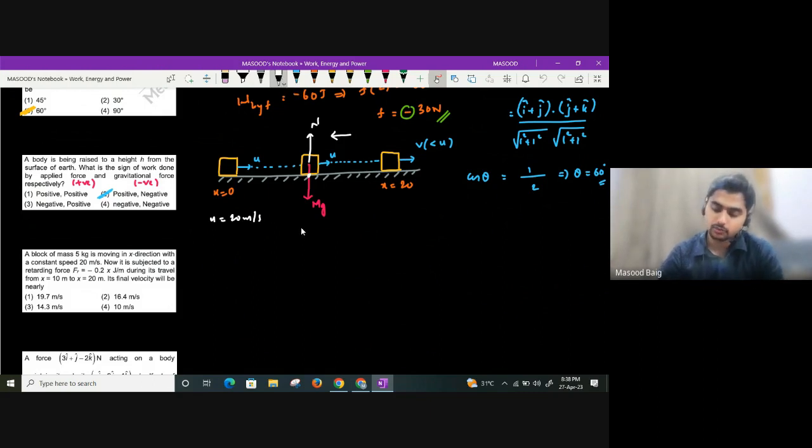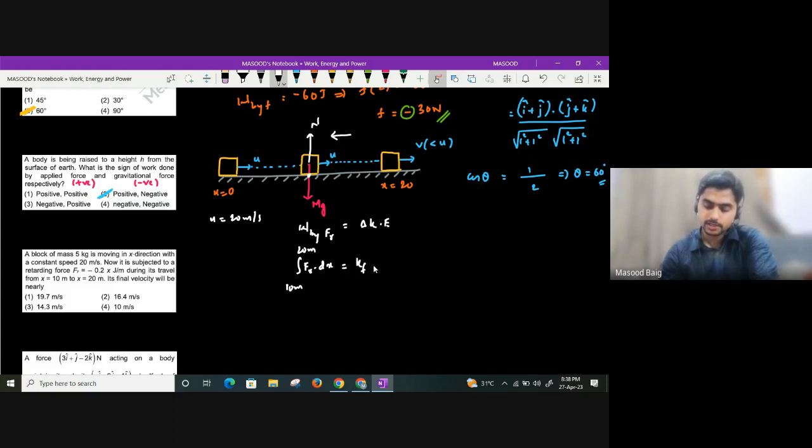Who will do the work, beta? Here you will have only work done by the retarding force. This will be equal to the change in kinetic energy of the system. Now, is this force constant or variable? As you can see, it is a variable force. So what can we apply? Because it is varying with x, integral of Fr into dx, from 10 meters to 20 meters, should be equal to final kinetic energy minus initial kinetic energy.